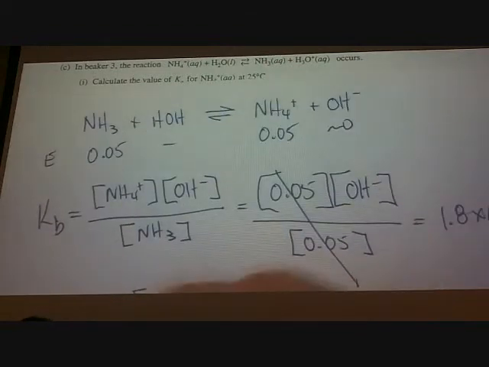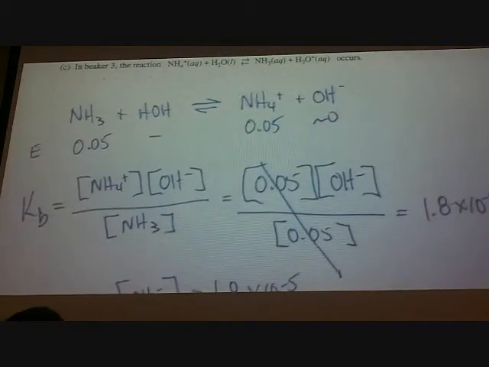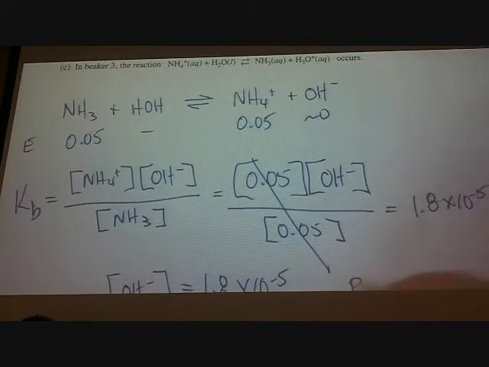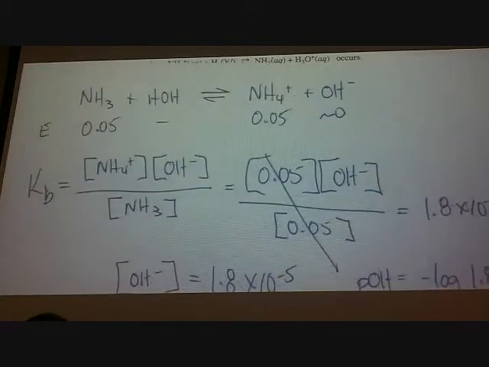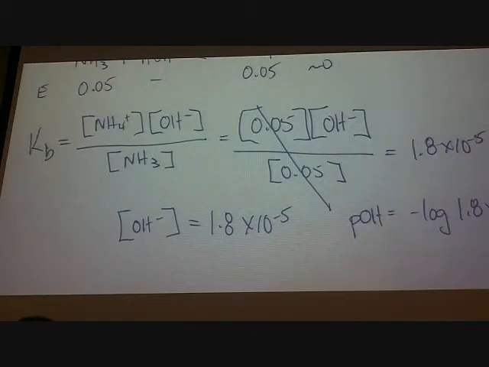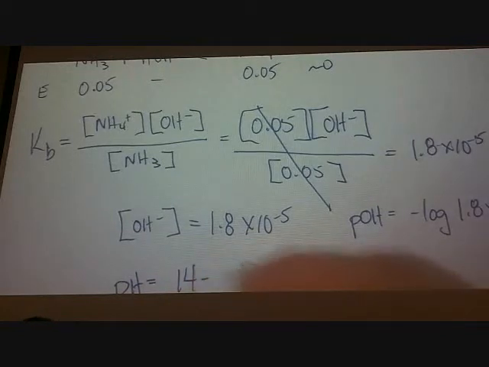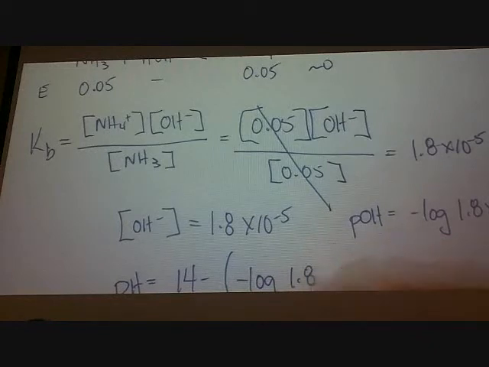And your hydroxide concentration is equal to 1.8 times 10 to the negative 5. So I guess a good heads up would have been nice. So we'll find the pOH, negative log. Is it asking for the pH? Okay, well, let's be smart about this. Let's go 14 minus negative log of 1.8.